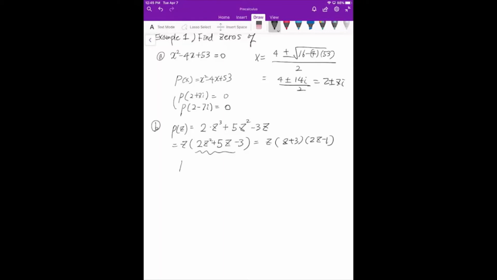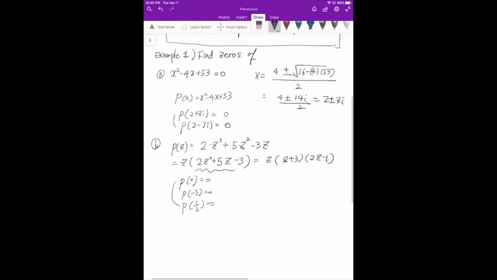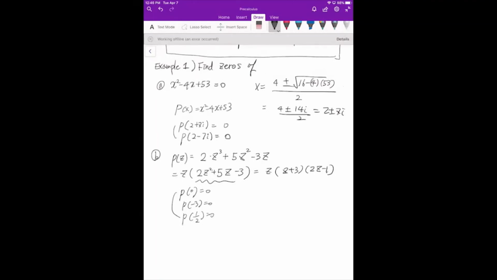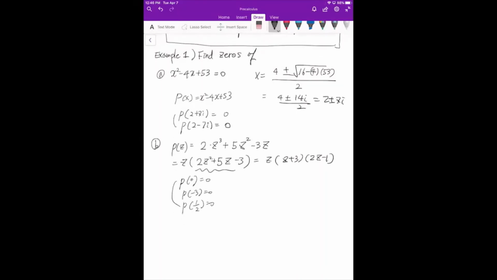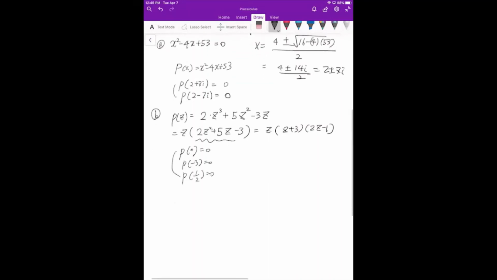So what it means is that if you plug in 0, then you have 0. Then minus 3/2, you also have 0. If you plug in 1/2, you also have 0. So there are 3 zeros. Okay, now it's clear. How many possible zeros can you have with a cubic polynomial? It's obviously exactly 3 different zeros possible, right? If you have a quartic polynomial, how many possible zeros do you have? 4. Very good.